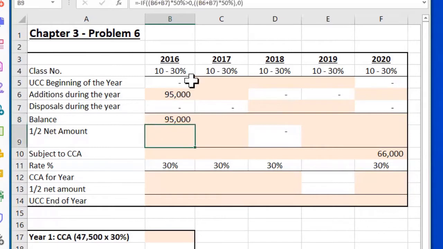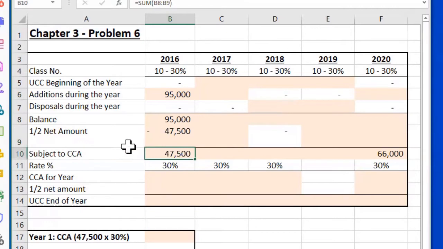So what I'm going to do is subtract half of the net additions. The net additions, because we don't have any disposals, are $95,000. Half of that is coming out of the pool. The amount now that's subject to CCA is half of that, $47,500.